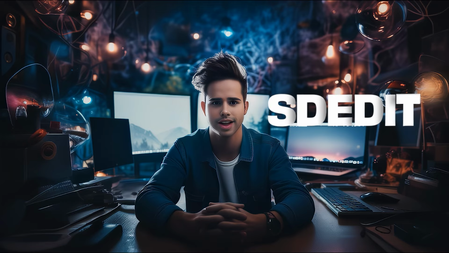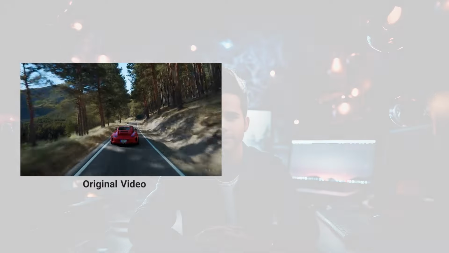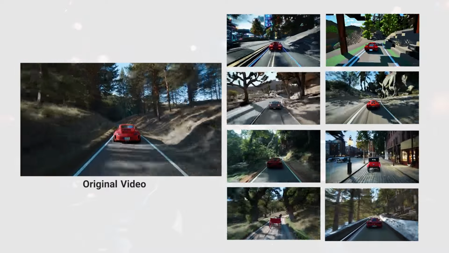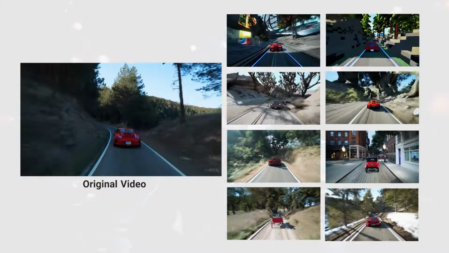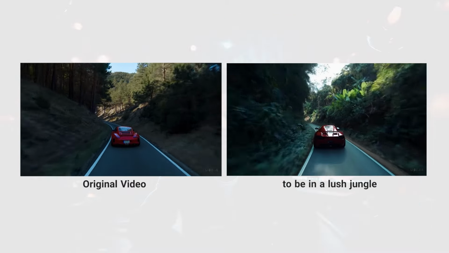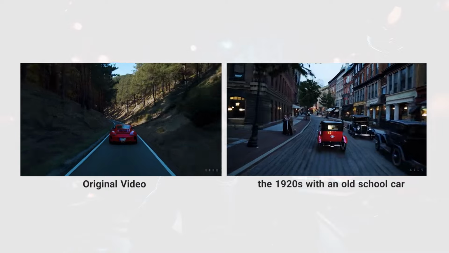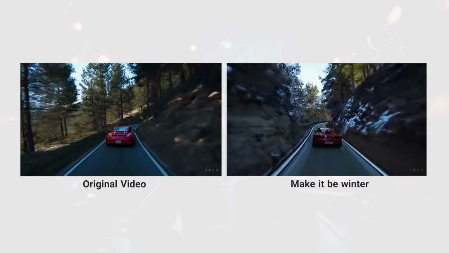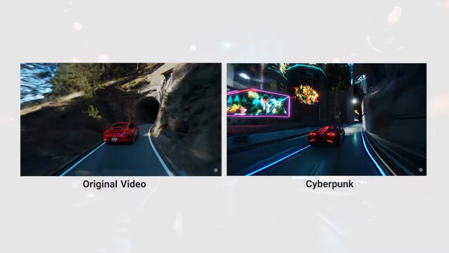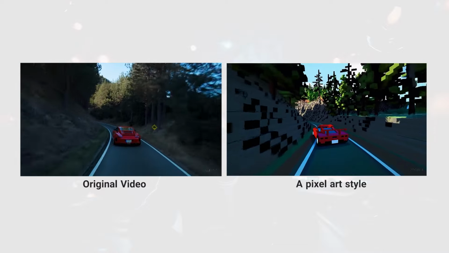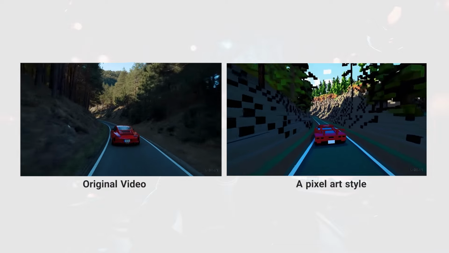Video to video. Sora's interesting feature called SDEdit is particularly useful for editors. It allows the transformation of one video into a customized video according to their preferences. This feature enables adjustments to the entire video space or objects within it. We change the setting to be in a lush jungle, or change the setting to the 1920s with an old school car. Or keep the video the same, but make it winter, change the setting to cyberpunk, change the video to a medieval theme, or even rewrite the video in a pixel art style.